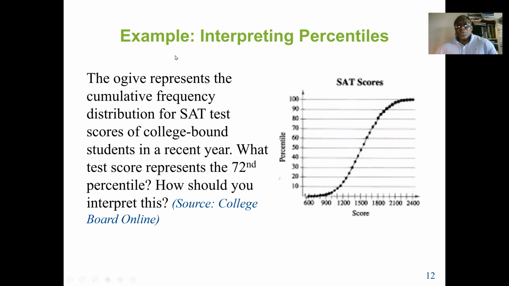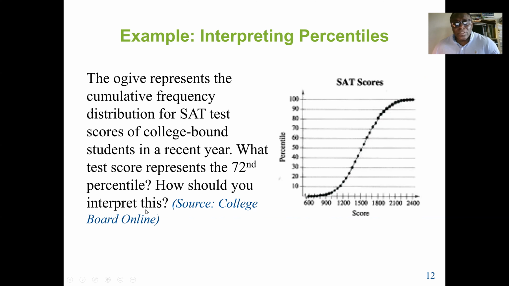So an example given here, we are going to interpret our percentiles. An ogive graph is given to us, and they say this graph represents the cumulative frequency distribution for SAT test scores of college-bound students in a recent year. What test score represents the 72nd percentile, and how should you interpret this?